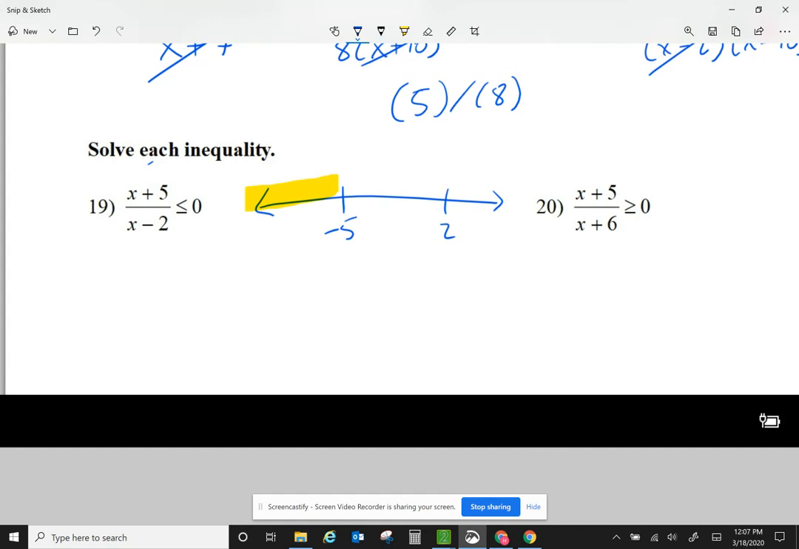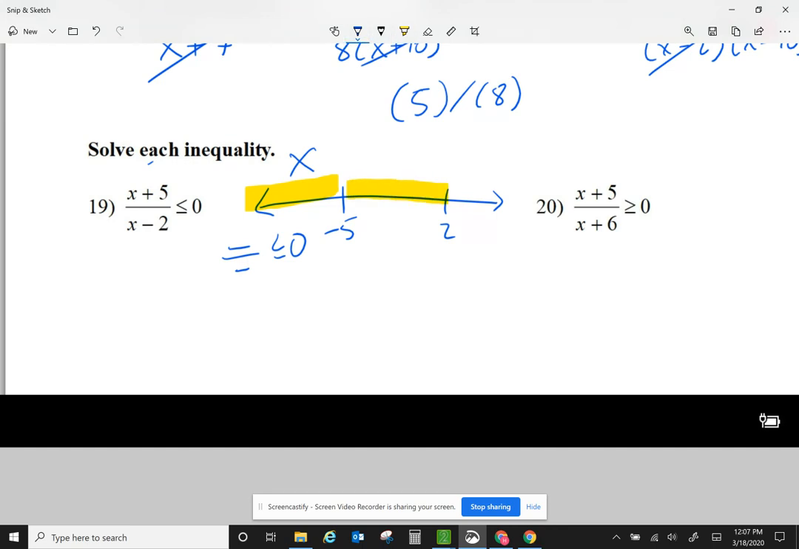Any value. I'm thinking negative 6. Negative 6 plus 5 is negative. Negative 6 minus 2 is negative. A negative divided by a negative, is that less than 0? No. Let me choose a number in between negative 5 and 2.